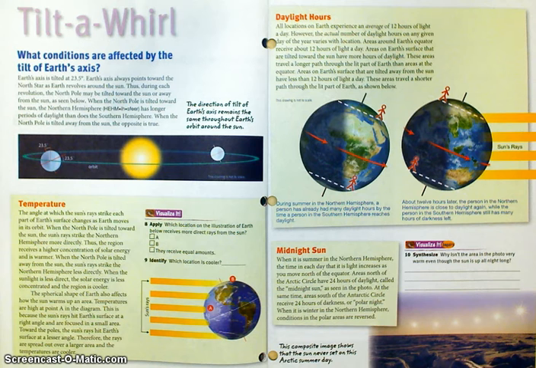All right, let's go to talking a little bit more about temperature. The angle at which the sun's rays strike each part of Earth's surface changes as Earth moves in its orbit. When the North Pole is tilted towards the sun, the sun's rays strike the northern hemisphere more directly. Because of this, the region receives a higher concentration of solar energy and is warmer. When the North Pole is tilted away from the sun, the sun's rays strike the northern hemisphere less directly. When the sunlight is less direct, the solar energy is less concentrated and the region is cooler.